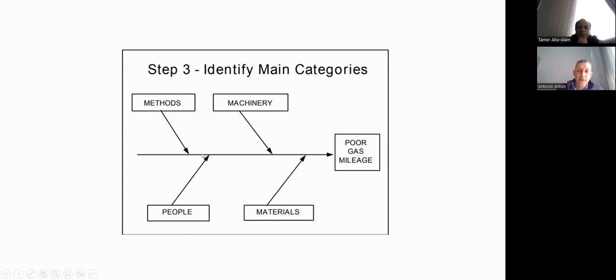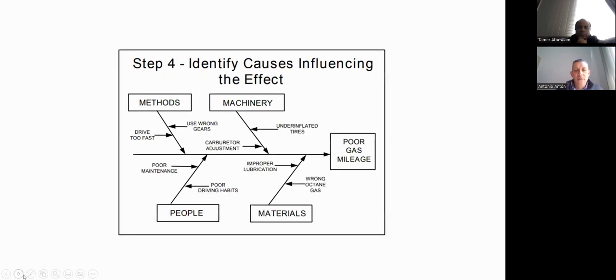The second step: put the model, identify the main categories as well with the effect. I think it is understandable. And then the fourth, this is what you need to start right now, is to start to show the different causes. What are the causes of poor gas mileage? Perhaps in machinery, there are underinflated tires. It's normal when you go cycling. I like cycling, so when my tires are underinflated, I need to make a little more effort to go around. So it would be the same.